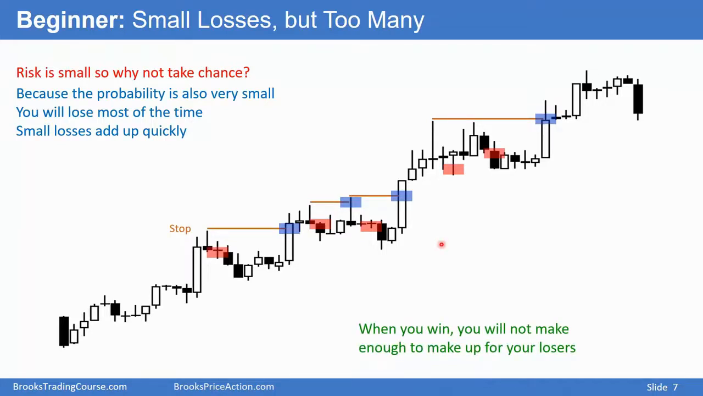And like I said, when you finally do win, you will not make enough to offset all of your losers because you'll probably scalp. If you're taking a low probability trade, you need a big reward. A low probability trade goes hand in hand with a swing trade. If you're looking for scalps, you have to take high probability trades. Shorting in a tight bull channel is not a high probability bet.